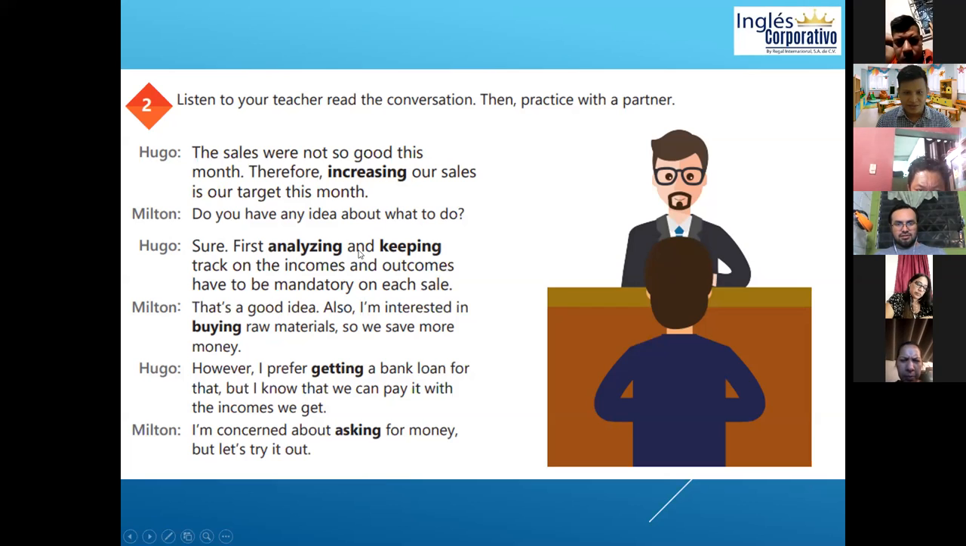Okay. Aquí es otra preposición. And. Right. Getting a bank loan. What is bank loan? Okay, do you have an idea what does it mean, loan? Conseguir un préstamo en el banco. Oh yeah, sure. Conseguir un préstamo en el banco. Loan es un préstamo. Okay, lo más hermoso que puede haber, right?